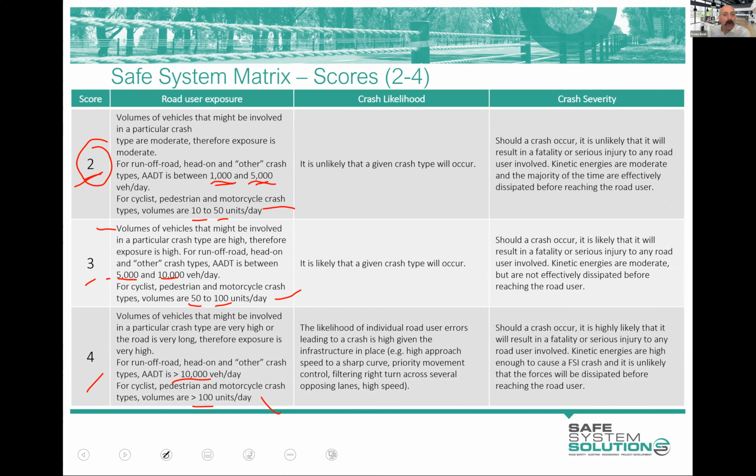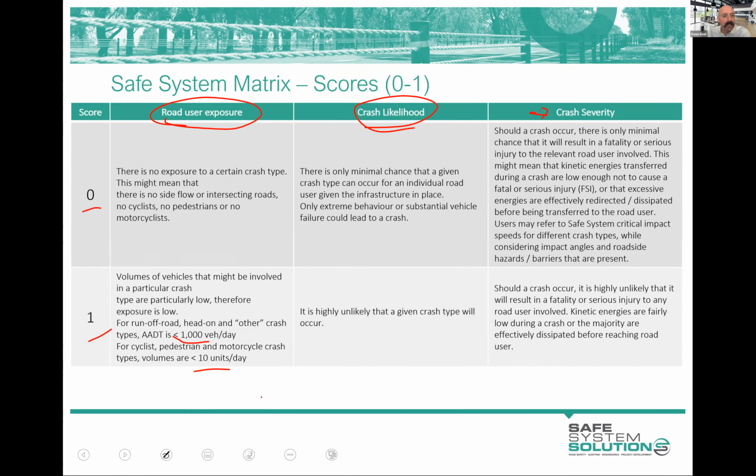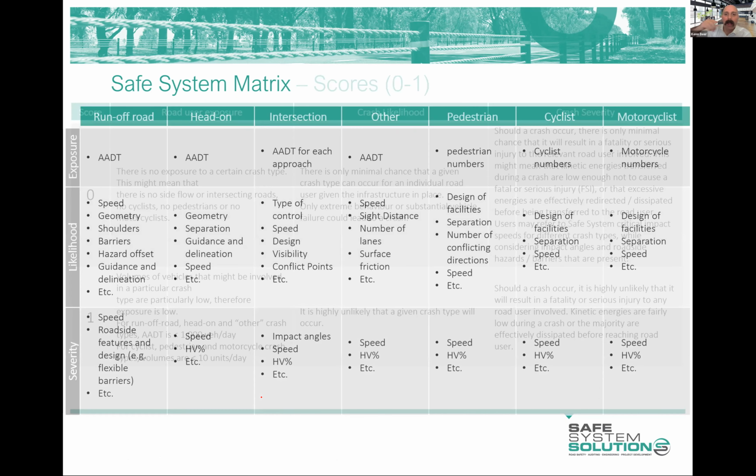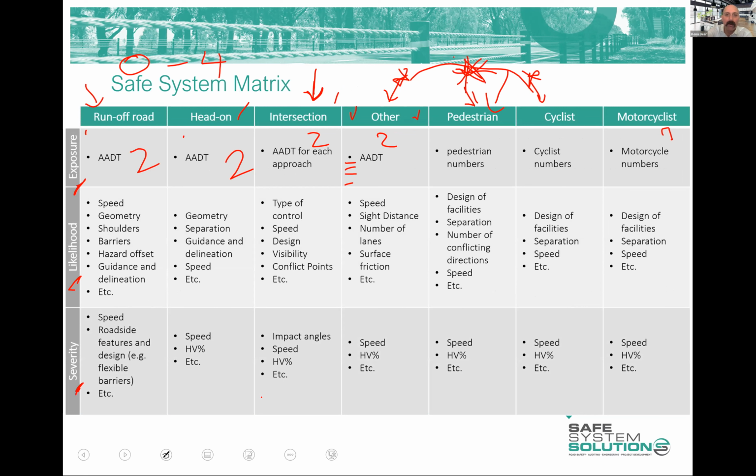And you might make your call, whatever you decide. So let's, for this one, say we've got very few pedestrians, very occasional pedestrian activity. So we're going to go with a 1. Cyclists, the same. There's very few cyclists, so we're going to go a 1.